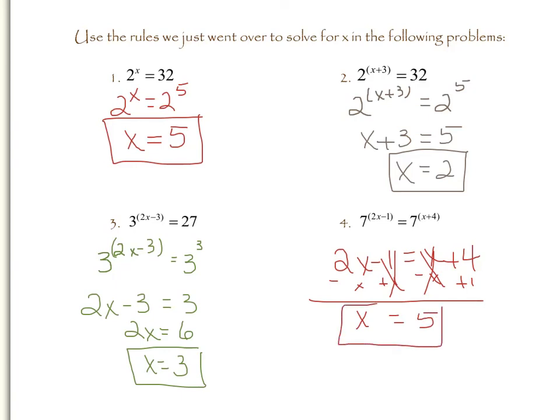So let's check that one out too. I'm going to substitute the 5 for this x and for this one. First, let's look at this one. 2 times 5 would be 10, and 10 minus 1 is 9. So this is 7 to the 9th power. Well, if I plug 5 in here, 5 plus 4 is 9. So I have 7 to the 9th power equals 7 to the 9th power, and that's true.